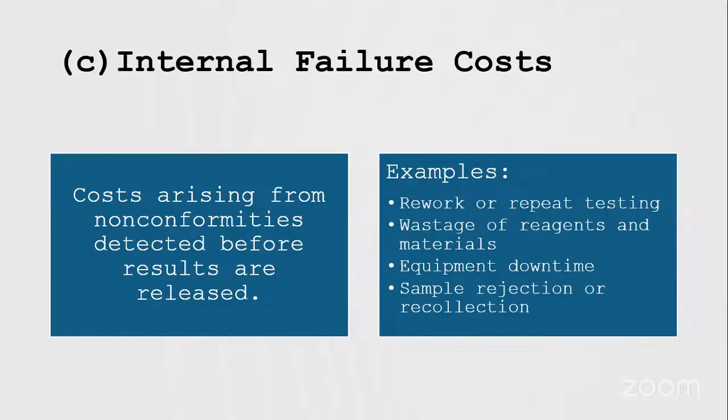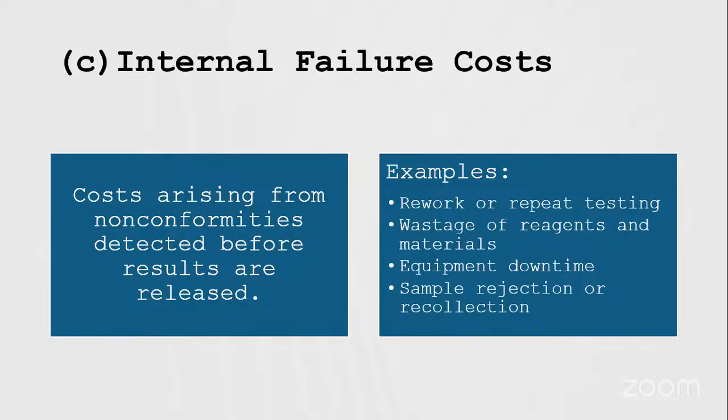Before you release a given result, you realize that, hey, there was a QC failure somewhere, okay? Or you realize that there's a spike in performance issues. So you need to rework or repeat testing for this process. That cost of repeat testing actually comes under internal failure costs. You find that we have wastage of reagents and materials, pilferage, or we have kits that are just not performing.